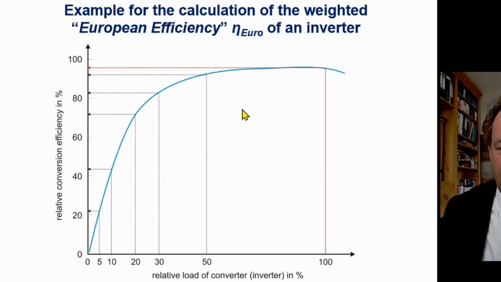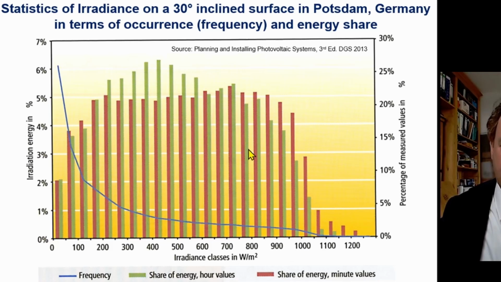In order to consider that, there was standardization of the so-called European efficiency, and it takes into consideration not only the nominal power but also partial power. We take a look at that. So here we see the occurrence of irradiance levels. So you have here the statistics. First, this is also quite interesting to see the share of energy. If you take hourly values, you have those ones here. So there seem to be quite a lot at even high irradiance levels. It's on a 30 degrees inclined surface.